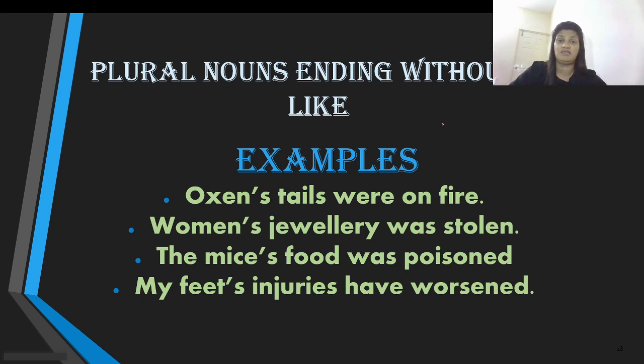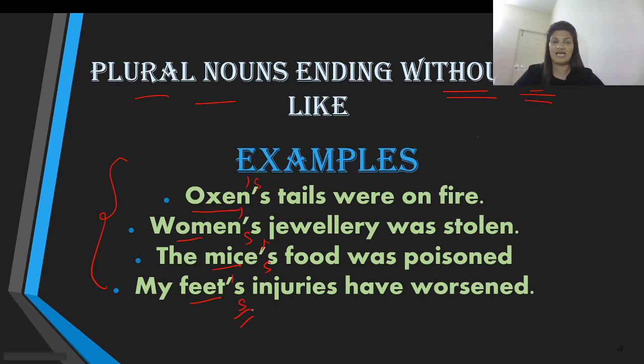But there is another scenario, when you have plural nouns ending without S. That is, when you have nouns like oxen, women, mice, or feet. All these are plural nouns, but there is no letter S at the end. In that situation, you just take the basic rule, that is apostrophe S. Just the general, standard rule, and you are good to go.